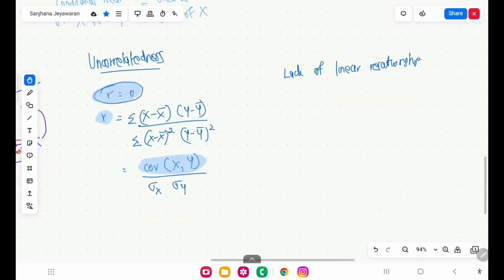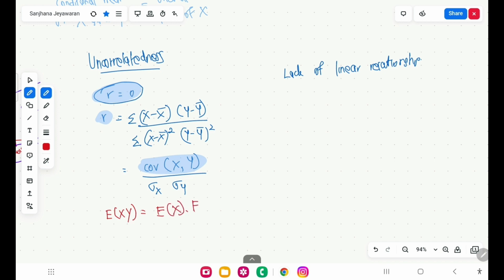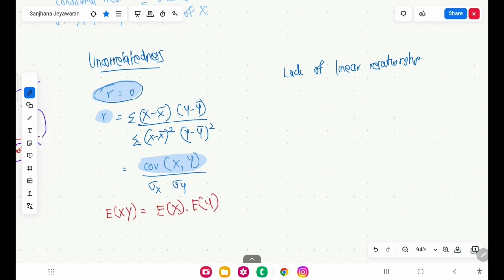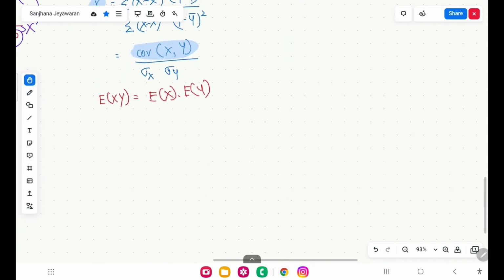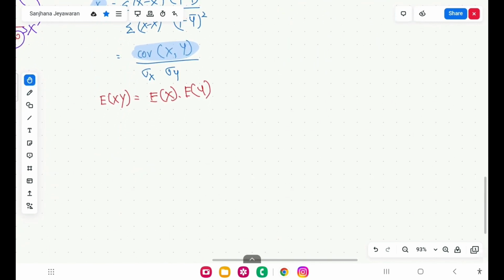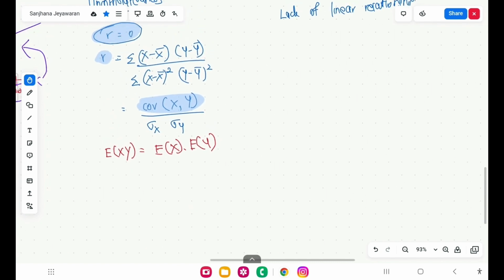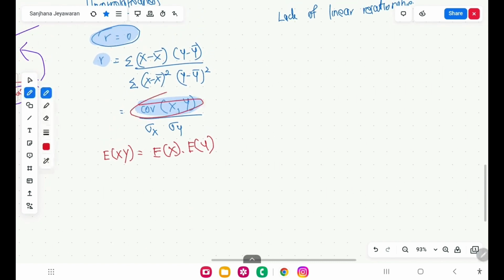If you refer to the slide, under uncorrelatedness, there is this specific thing they have written. When two variables are uncorrelated, expectation of xy is equal to expectation of x times expectation of y. Now, how did we land over here? That is something we have to look into. Like I told before, correlation is the covariance divided by the standard deviation of x and y.